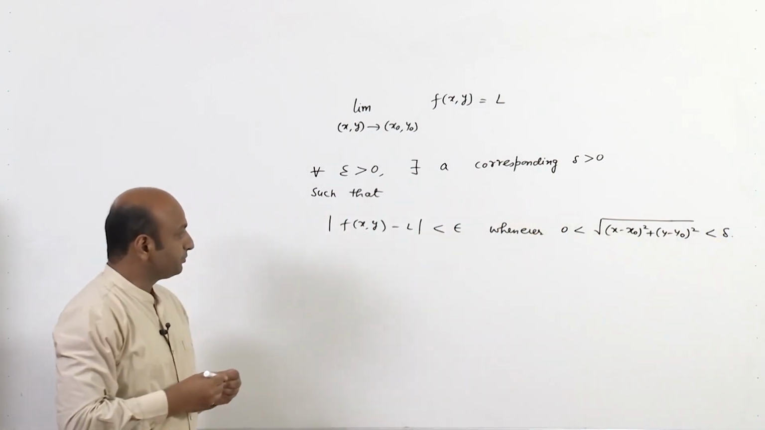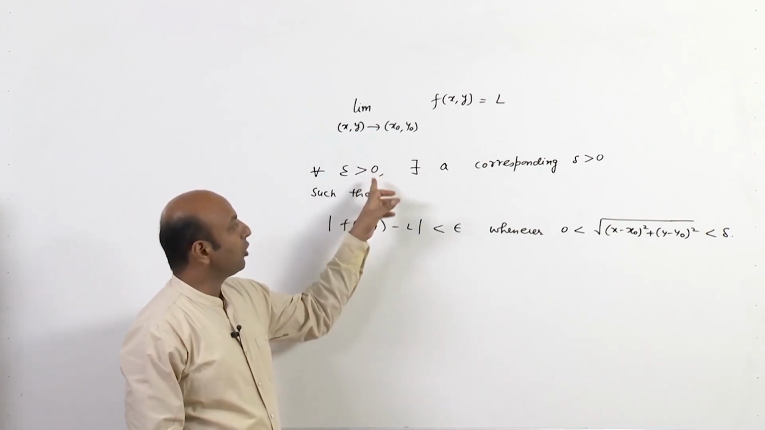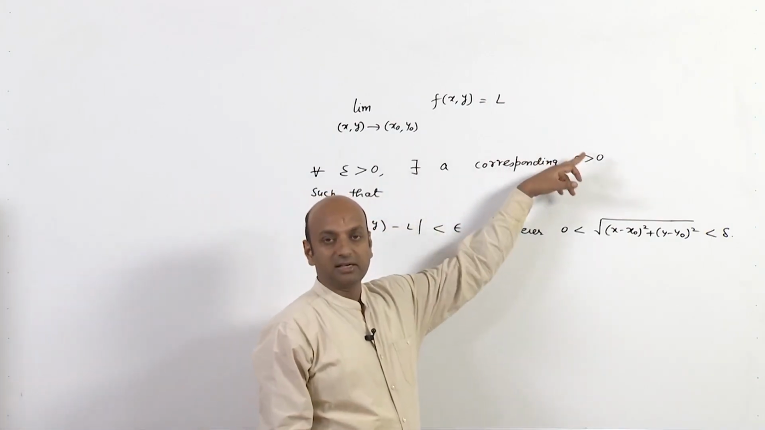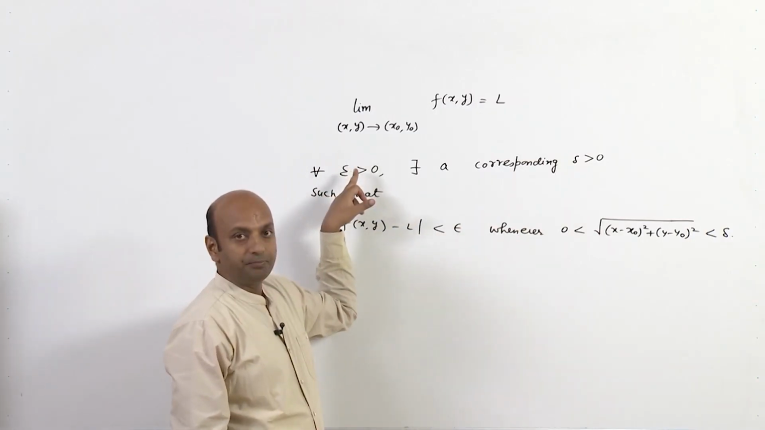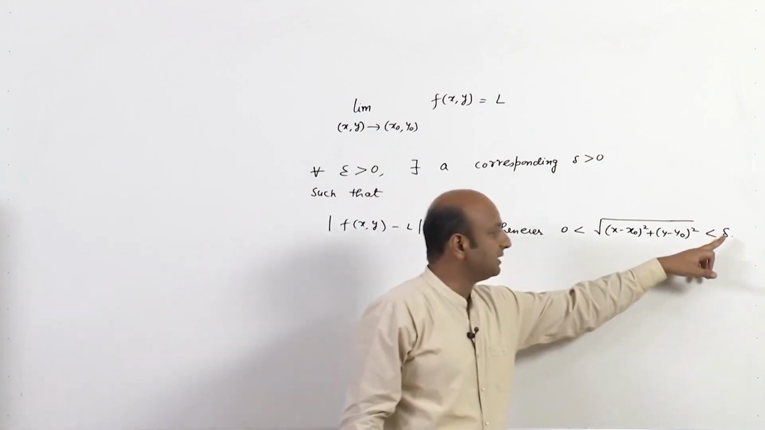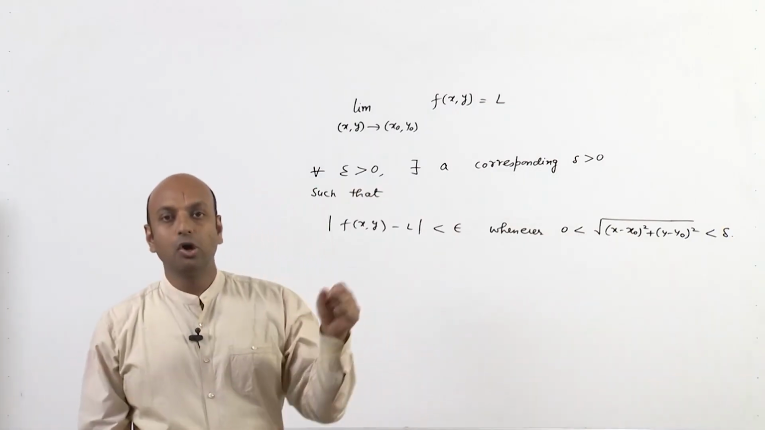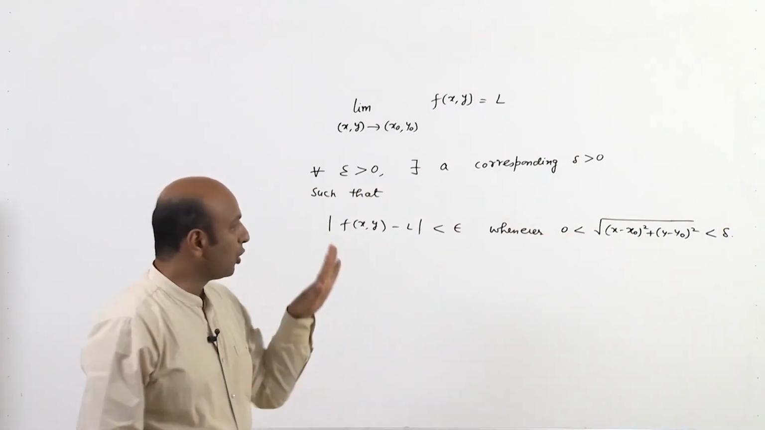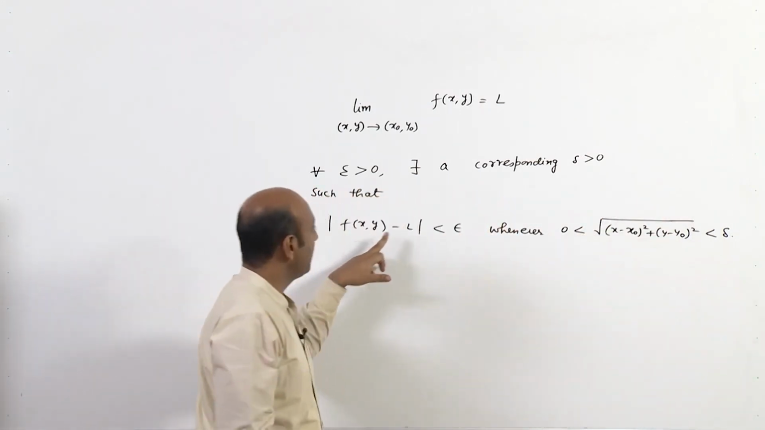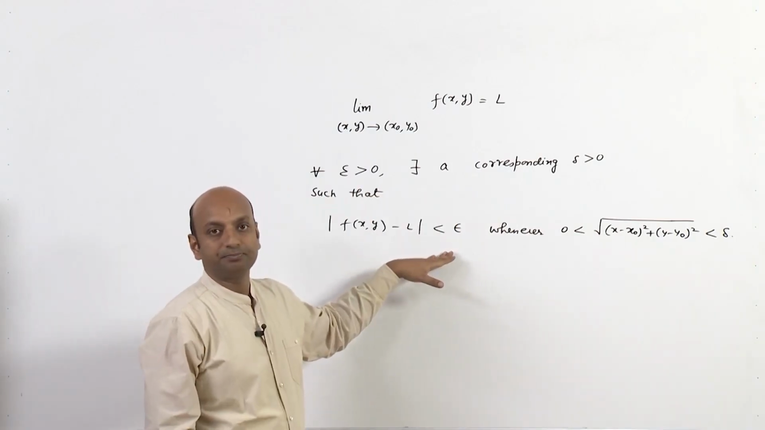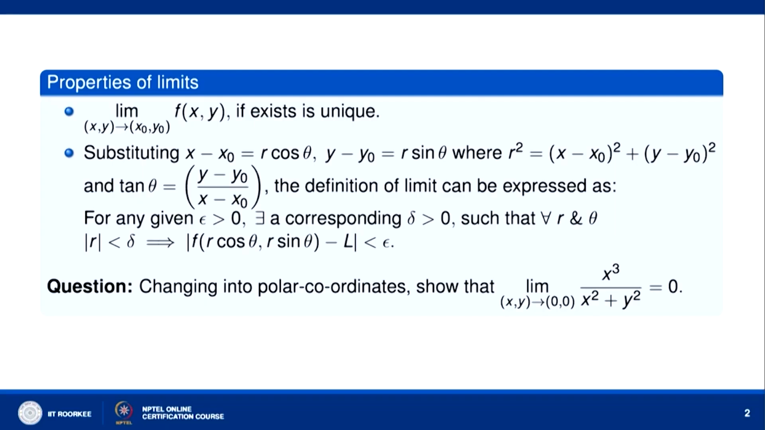So, we have seen that whatever epsilon may be, no matter how small or how large it may be, there will always exist a corresponding delta greater than 0 such that this inequality holds. That means for every epsilon there will exist a delta such that, for a disk centered at (x naught, y naught) of radius delta, the image of all those (x,y) lying in that disk will be contained in L minus epsilon to L plus epsilon, and that is the geometric interpretation of this definition. Now, let us discuss some important properties of limits.